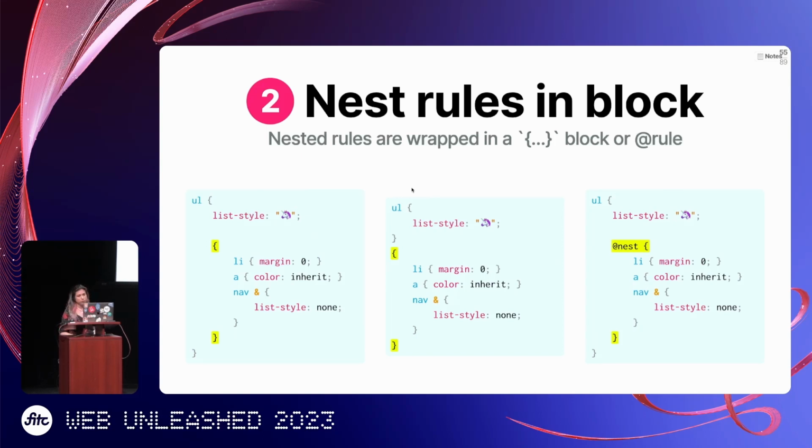So there were a lot of proposals around this as well. Some of them were nested inside the rule, like the first one. Others followed the rule, which we will call post-nesting. And others included things like at-rules, either inside or after, or ampersands followed by a block. There were many, many proposals here.